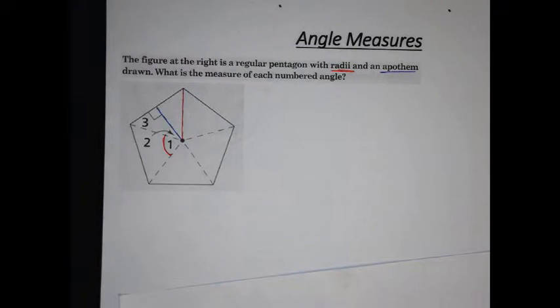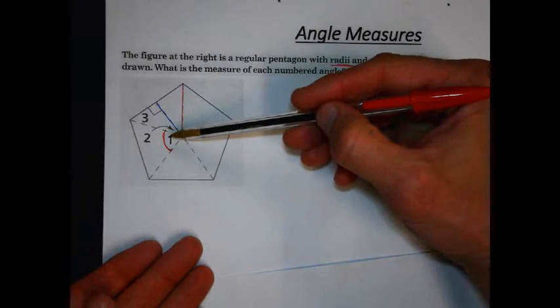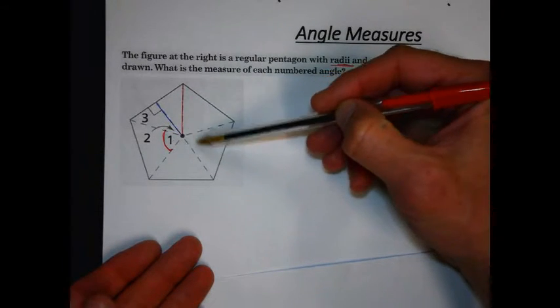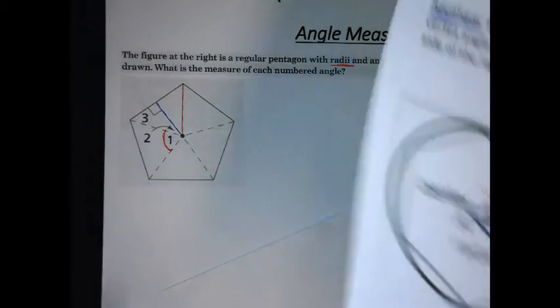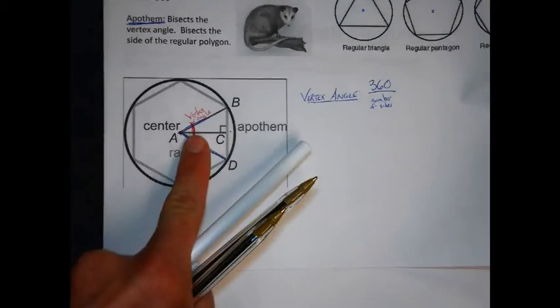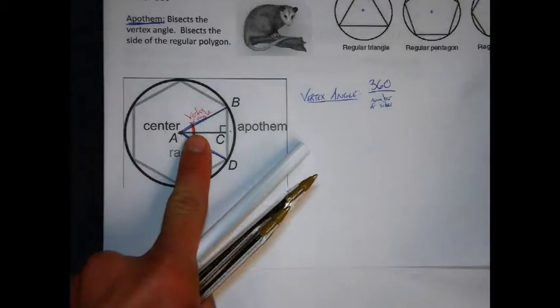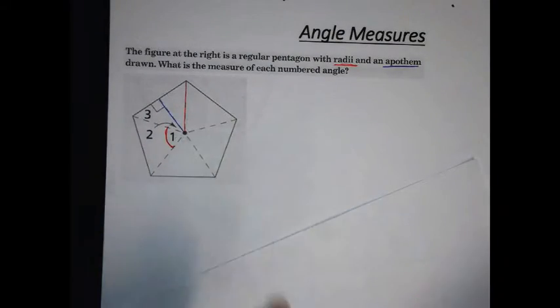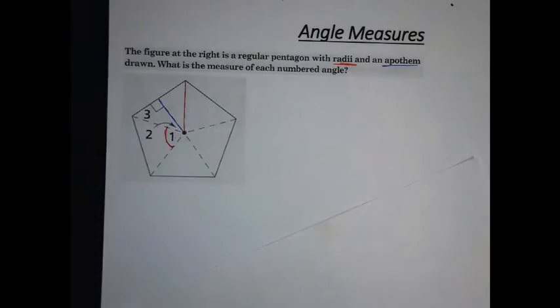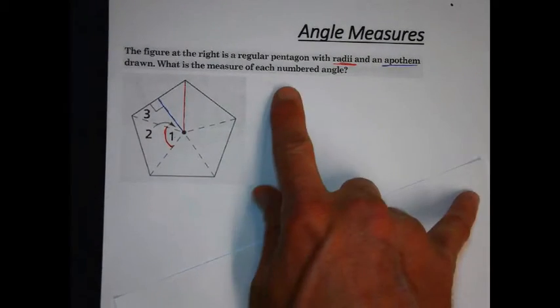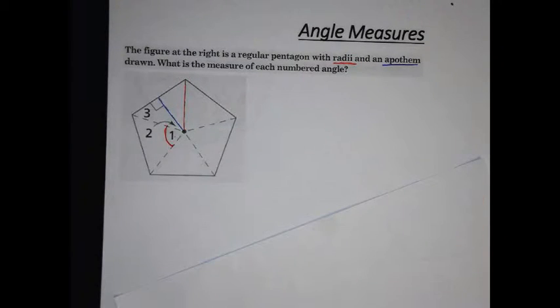Now, angle 1 is one of 5 interior angles that make up the regular pentagon. If you remember from the notes again, angle 1 is a vertex angle, and the vertex angle is a circle, 360 degrees, divided by the number of sides. So in this case, the vertex angle is going to be 360 degrees divided by pentagon.